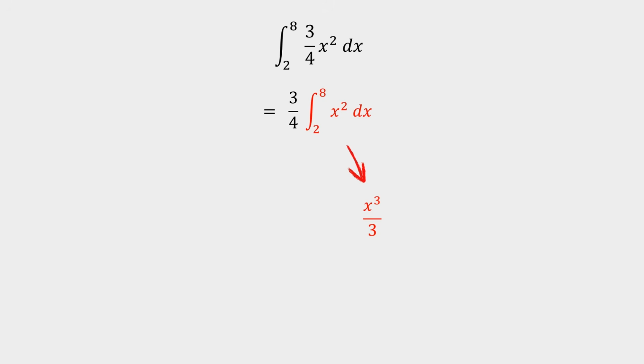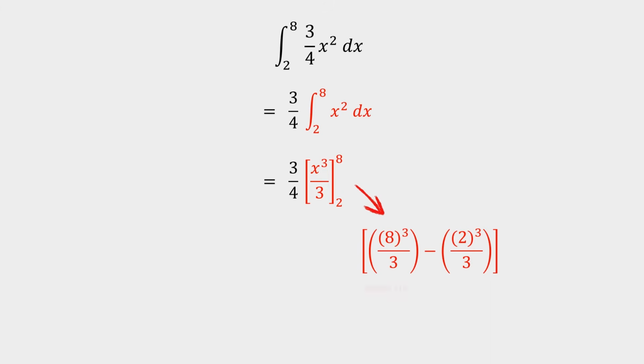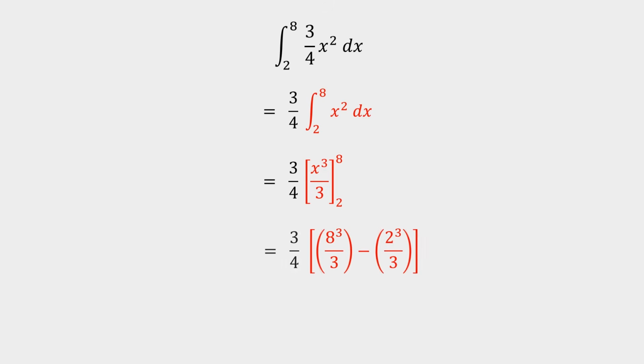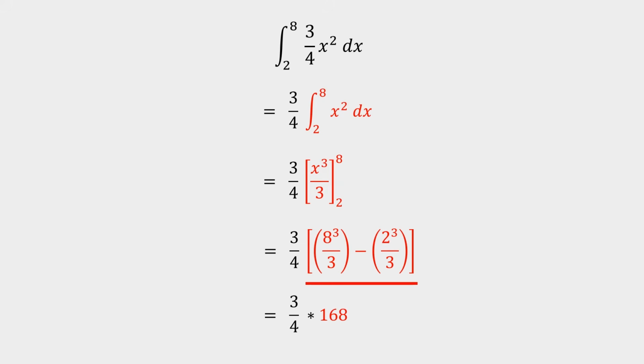We then write the antiderivative inside square brackets with the lower and upper limits. To solve this, we substitute the upper and lower limit into the antiderivative, and we get 8 cubed divided by 3 minus 2 cubed divided by 3. By evaluating this, we end up with 168, and we get the final result as 126. Let us proceed to the next example.